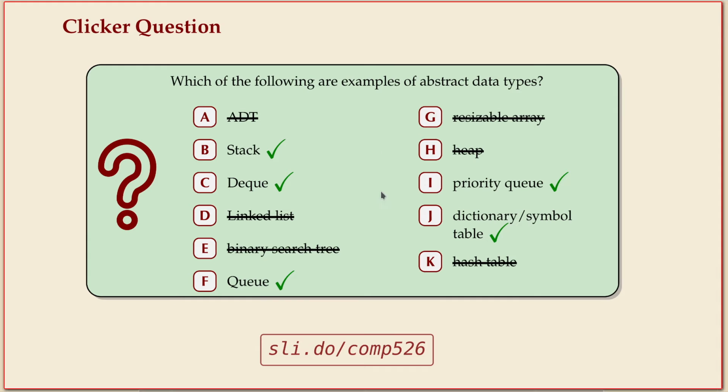I will discuss all of these later. So just very briefly, stack and deck. So deck is a queue and a stack in one thing. These are abstract data types, queue as well, and priority queue and dictionary or simple table. And the others are either just an abbreviation or they are data structures.